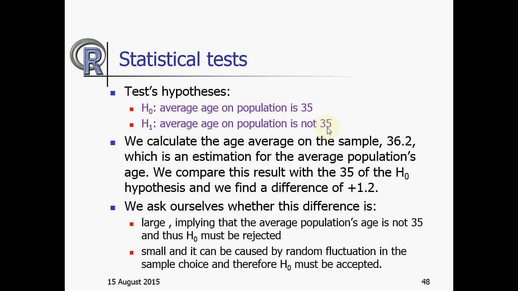So you will get a sample whose average is slightly different, but up to which difference do we confirm the H0 hypothesis, and starting from which difference do we reject the H0 hypothesis? So we must find a number which is a trade-off between too small and too large. Okay, so how can we do?